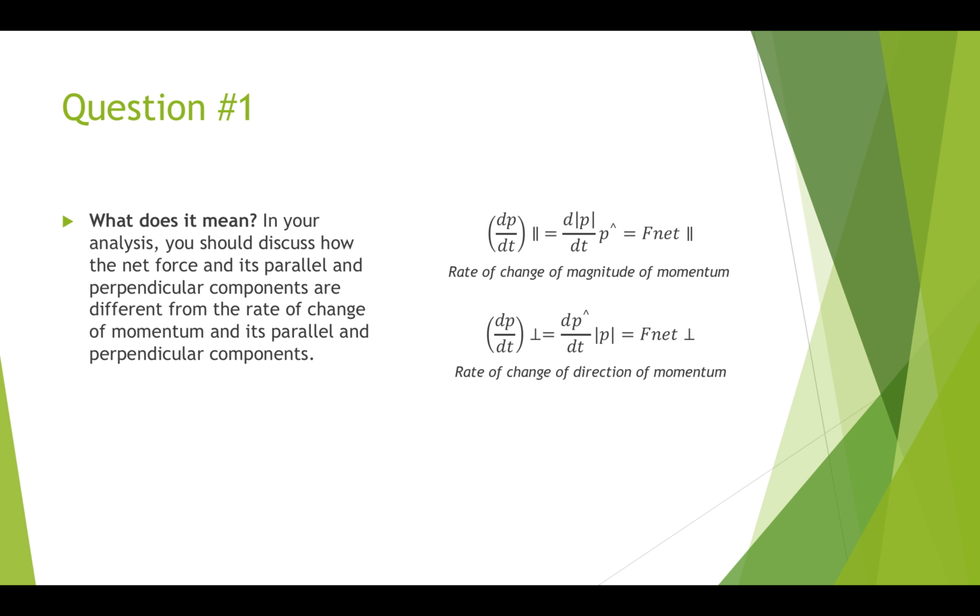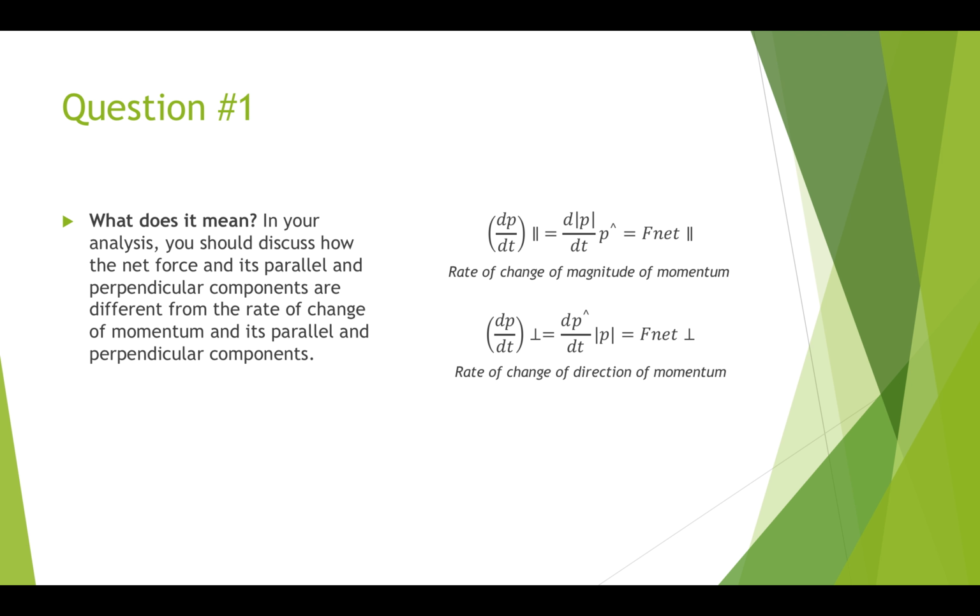The first question asks us to compare the parallel and perpendicular components of the net force to the parallel and perpendicular components of the rate of change of momentum. As we can see from the first equation, the rate of change of the magnitude of the momentum is equated to Fnet parallel based on the momentum principle. The magnitude can only be changed if there is a force component along the path the object travels. The second equation takes the rate of change of the direction of momentum and equates it to Fnet perpendicular, also based on the momentum principle.